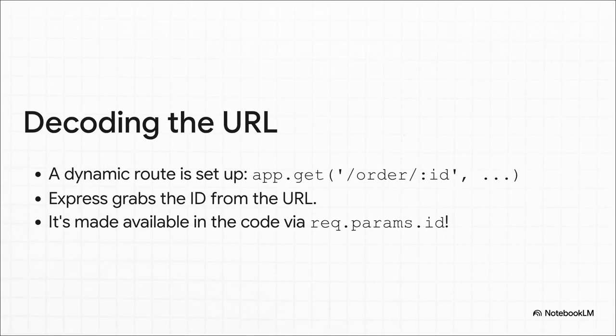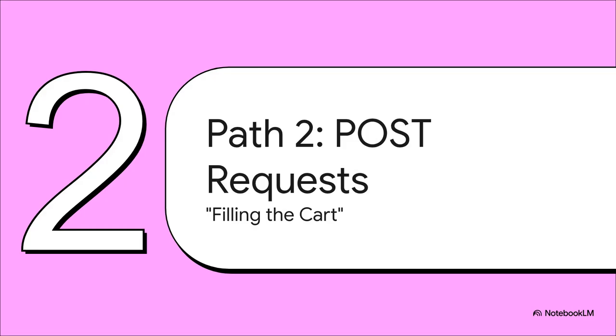So how does the server actually grab that ID out of the URL? It's pretty clever, actually. In the code, the developer sets up a kind of template for the URL with a placeholder, in this case a colon followed by ID. It's like setting a trap. So when your request hits that URL, Express just plucks that value right out of the address and tucks it away in a handy little variable. And just like that, the server knows exactly which order to go find in the database. Pretty neat, huh?